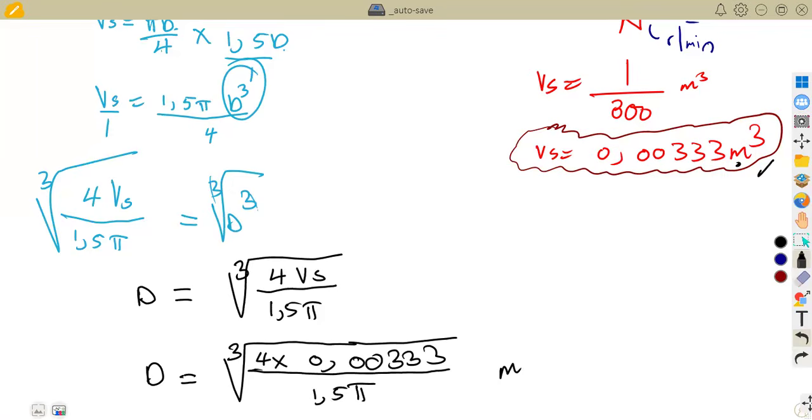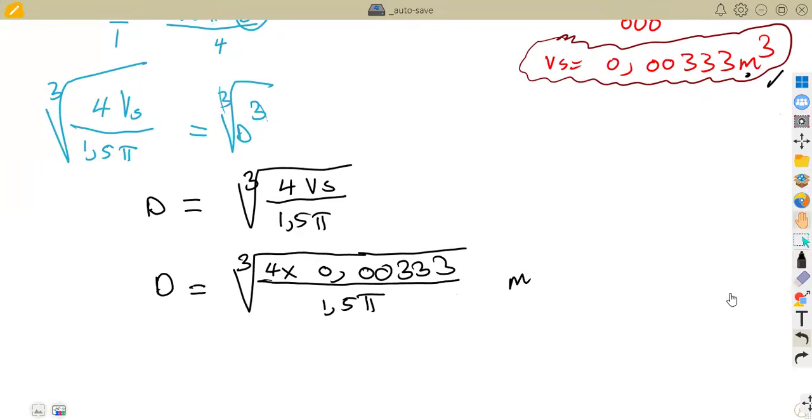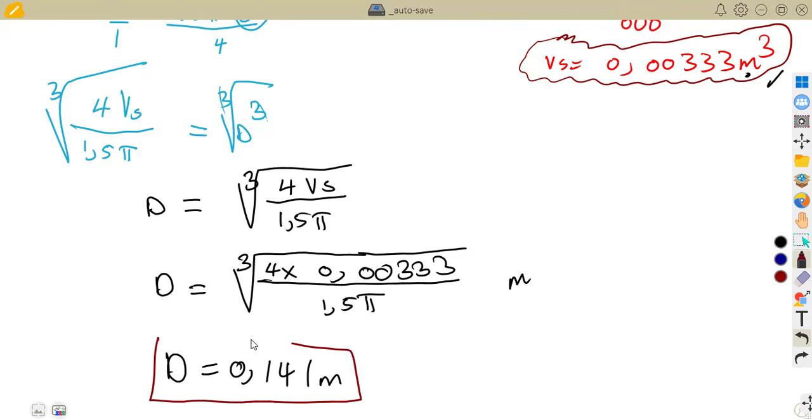Our diameter in meters is going to be something like 0,1413, and so on. So it's going to be 0,141 meters. All right, just like that. If I want to convert to millimeters, it's up to you, you can just multiply by 1,000. So your diameter will be 141 millimeters.